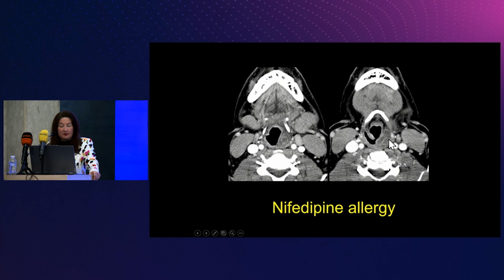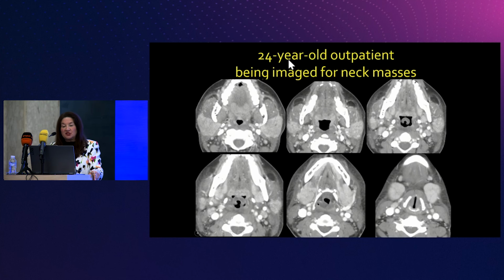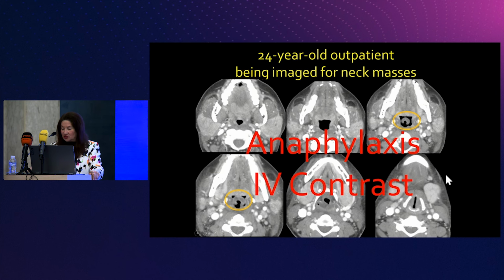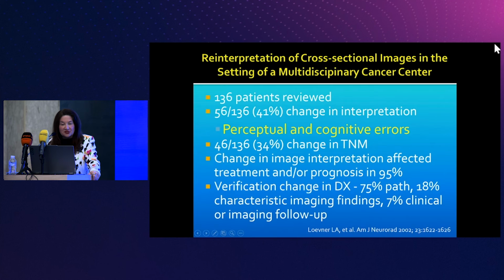This is swelling of the aryepiglottic fold from a nifedipine allergy that was misinterpreted as a tumor. Just so you know, you got to get the history. And here's that 24-year-old outpatient that was being imaged for neck masses and bilateral facial swelling that was read as parotitis. This is massive enlargement of the glands. You can see all the reticulation in the fat. The glands are enlarged. Here's swelling of the epiglottis, retropharyngeal edema, and this is anaphylaxis to IV contrast. Definitely something you don't want to miss.